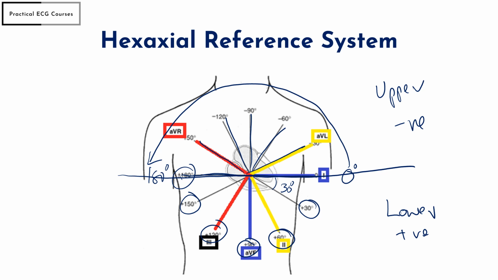That's all that there is to hexaxial reference system. Most of it is things that you already know. The only thing that was new was the degrees, but you don't even need to remember the degrees for most part, unless you want to do expert level interpretation. If so, you'll need to know the degrees, but most people don't need it.